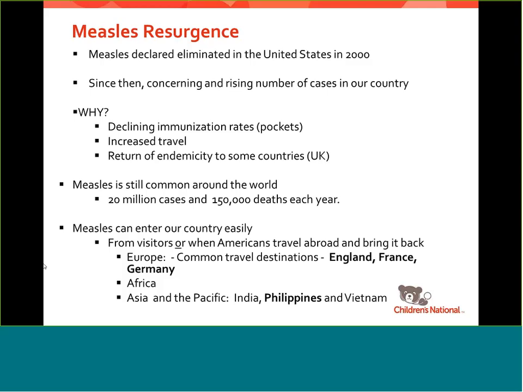So measles can very easily enter our country from visitors traveling to common destinations like England, France, and Germany, and also to more exotic places, but not quite exotic to us here in D.C., like Africa and especially Asia and the Pacific. I highlighted the Philippines there because we're going to talk about the Philippines as being a strain that was a source of quite a few measles outbreaks here in the United States.